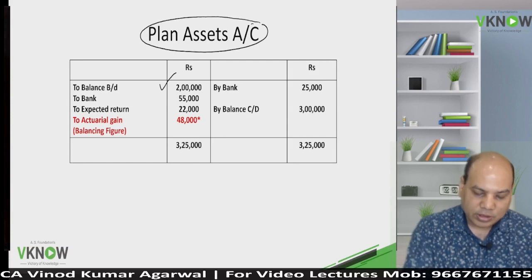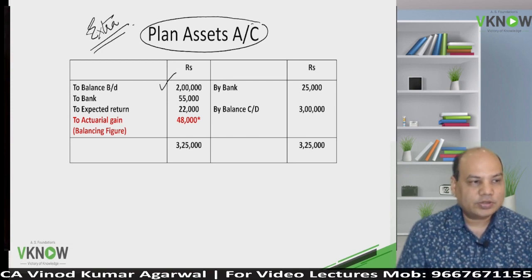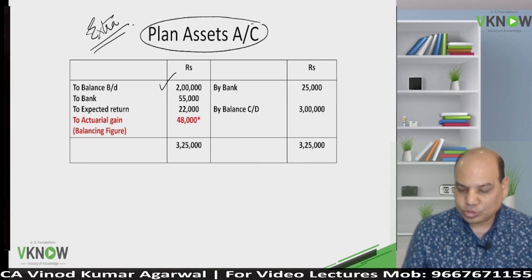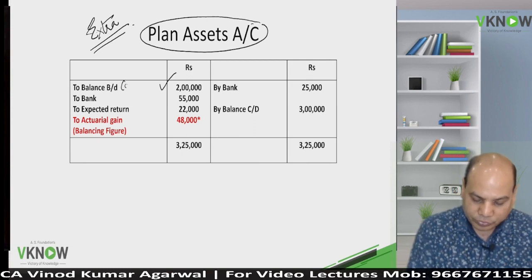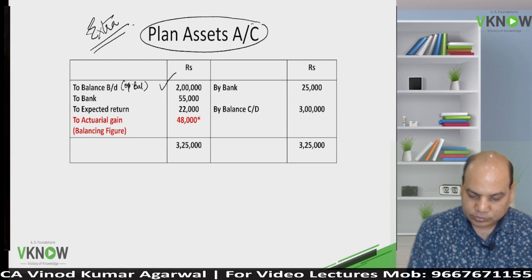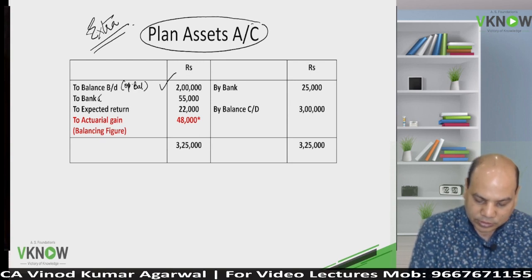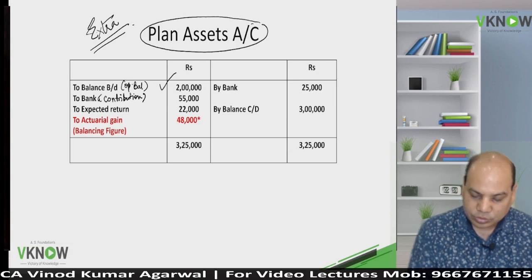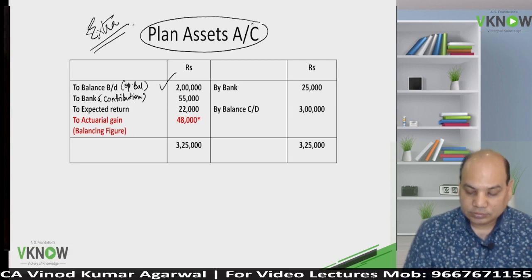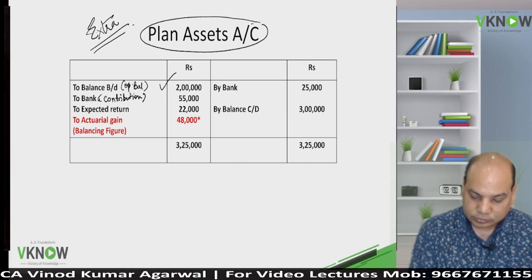This is extra work we are doing for understanding purpose. If you are interested, you should write. If you are not interested, still you should write. To balance brought down, opening balance. To bank, this is contribution. Employer's contribution, to bank 55,000. To expected return 22,000. This is step 2.